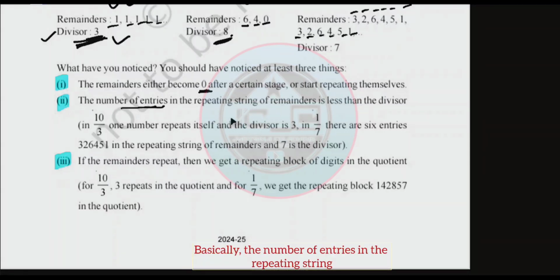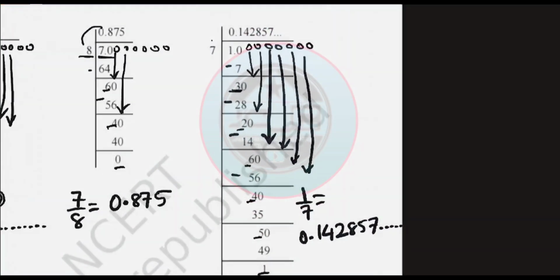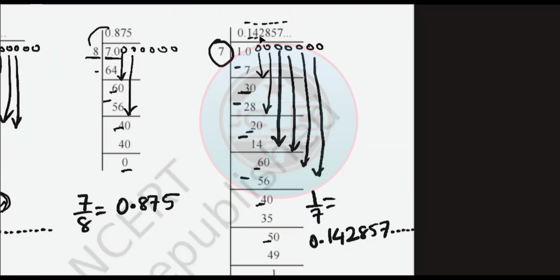Basically, the number of entries in the repeating string, jitole repeat hoji kichi jinsa, is less than the divisor. For example, 10 by 3, one number repeats itself, and the divisor is 3, right? And the second point says that the number of entries in the repeating string, it kete repeat hoji? 1 by 7 is 0.142857, so the divisor is 7. Here we have got 1, 2, 3, 4, 5, 6 entries in the repeating string. Repeating string means the part that repeats, right?